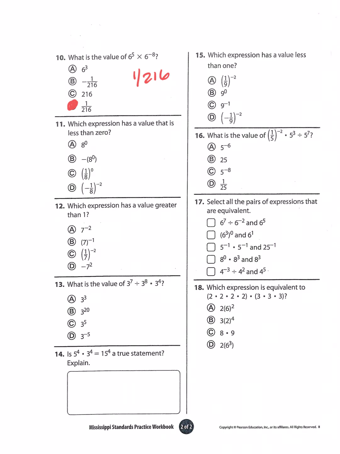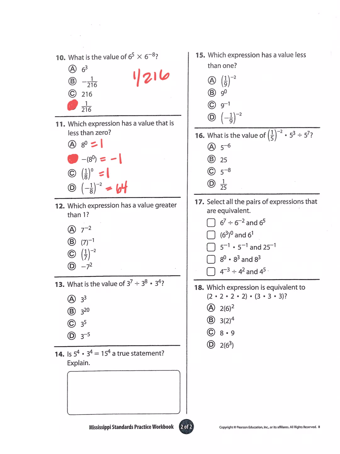Number 11, which expression has a value that is less than 0? And less than 0 would be negative. Well, 8 to the 0 is 1, so that's not correct. Negative 8 to the 0 would be negative, and then 8 to the 0 would be 1. And that is less than 0, so that's a negative, so that's B. C is equal to 1 as well. And D would be equal to 64. So the only one less than 0 is B.